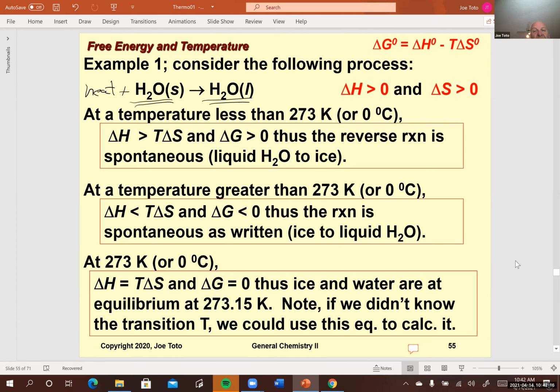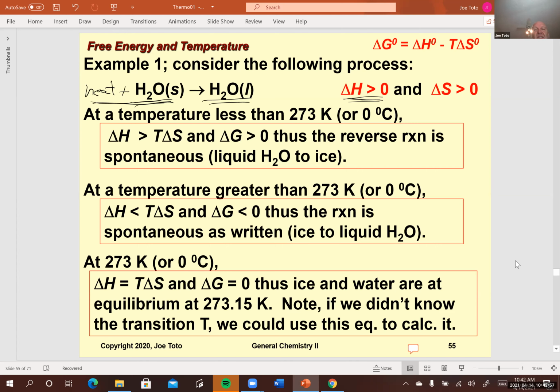Now, doesn't that complete your picture for this reaction? I'm going to need heat to melt ice, right? And so it makes sense that the melting of ice is endothermic. So this should not be a surprise to you. Delta H is positive. Okay? Does that make sense? Yes. Okay, guys. If it doesn't, let me know.